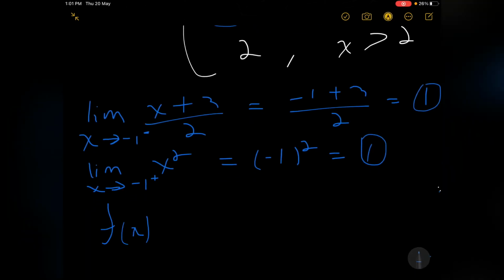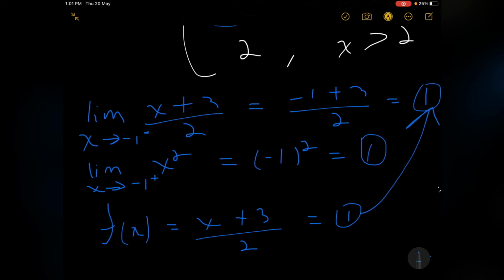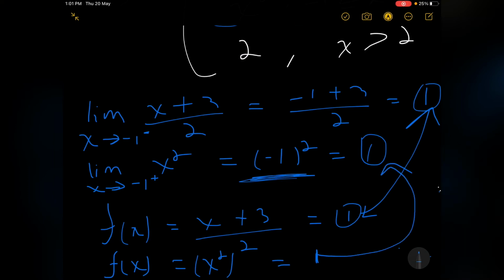f of x is equal to (x + 3)/2. If we directly substitute our value for x, which is -1, we would get 1. So these two match. And for f of x equals x squared, if we directly substitute, again, as we see here, we'd get 1. So again, these two match.